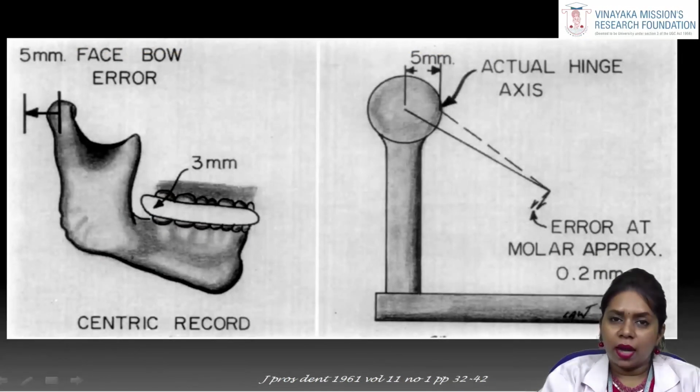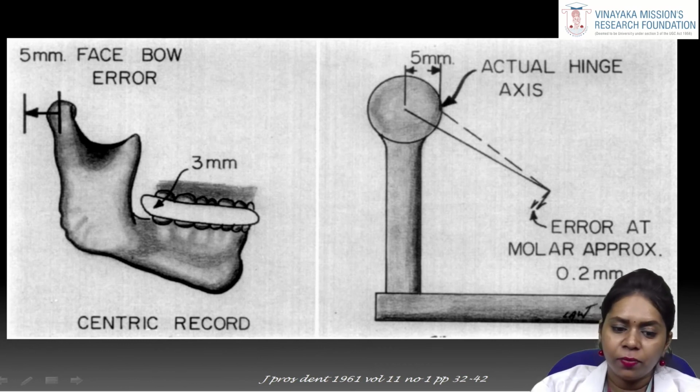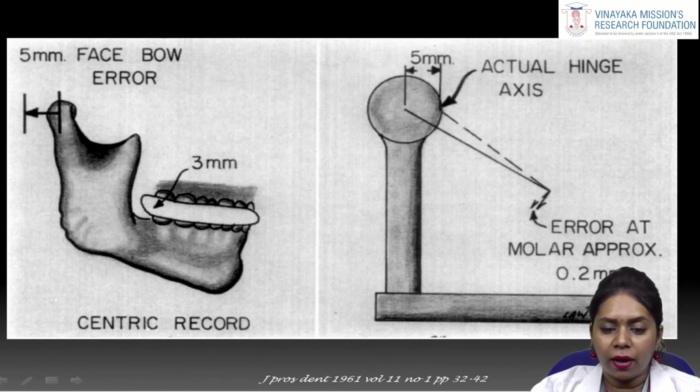So what is the rationale of using an arbitrary type of face bow? Most face bow transfers use an average hinge axis location by referencing an approximation using the patient's ear. Research has shown that approximately 75% of ear bow transfers are within 5 mm of the true axis, which will create a minimum error at the molars. This average is within an acceptable range for most procedures when minimum to moderate changes are necessary in the dentition.